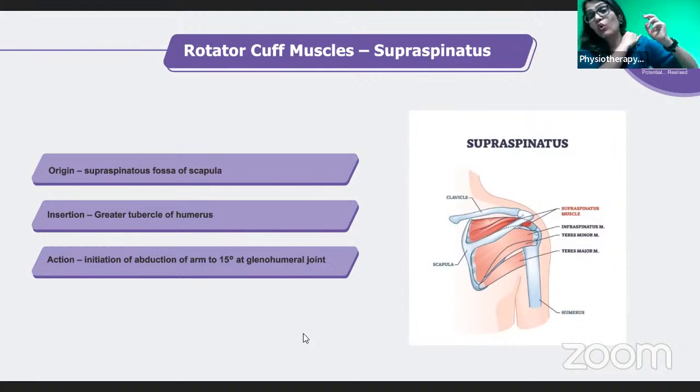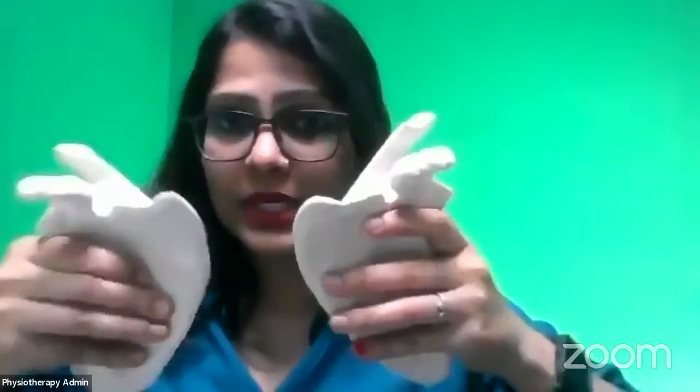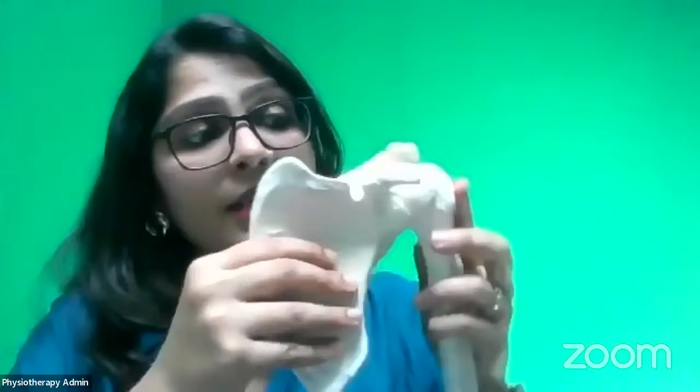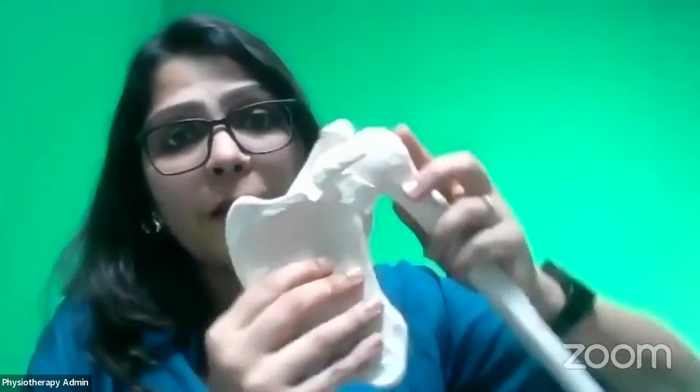The upper trapezius has its insertion over the lateral clavicle. Also, the middle and lower fibers will pull the scapula like this. If the scapula is being pulled like this, what happens to the humerus? This will also cause abduction.